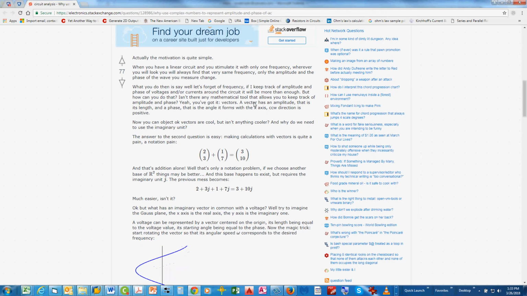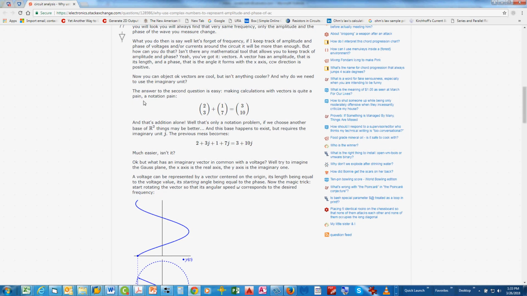Isn't there any mathematical tool that allows you to keep track of amplitude and phase? Yes, you got it, vectors. A vector has an amplitude, that is its length, and a phase, that is the angle it forms with the x-axis. Counterclockwise direction is positive. Now you could object, okay, vectors are cool, but isn't there anything cooler? Why do we need to use this imaginary unit? The second question is easy.